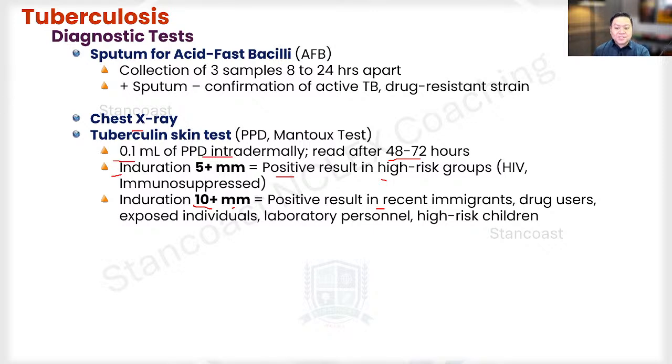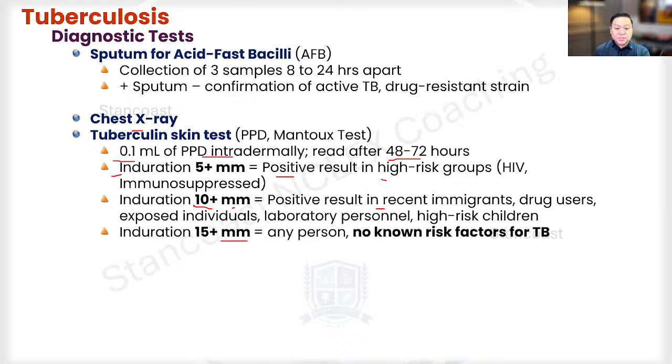Now, if their induration is about 15 millimeters, they are considered to be positive for TB if they do not have any known risk factors for tuberculosis. Okay, so these are those people that have been in the US for quite some time. They don't belong to any of the risk populations, and so this is their positivity criterion, 15 millimeters of induration.